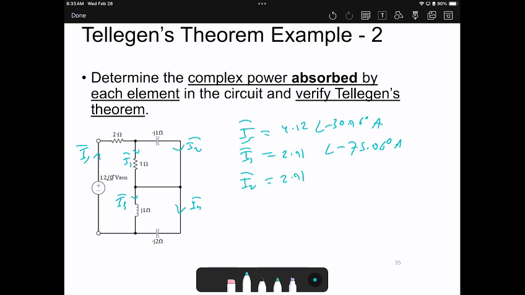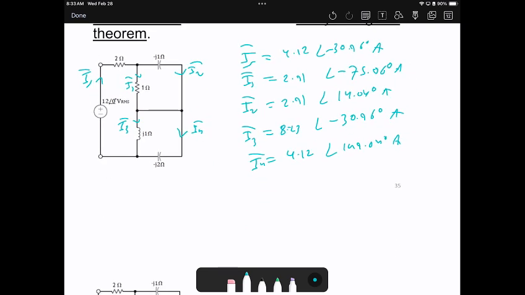I2 bar is 2.91, angle 14.04 degrees amperes. I3 bar equals 8.23, angle negative 30.96 degrees amperes. I4 equals 4.12, angle 149.04 degrees amperes. So the first step, convert this to phasor. The second step, find the currents. Then the third step, I can calculate the power. So how to calculate the complex power?